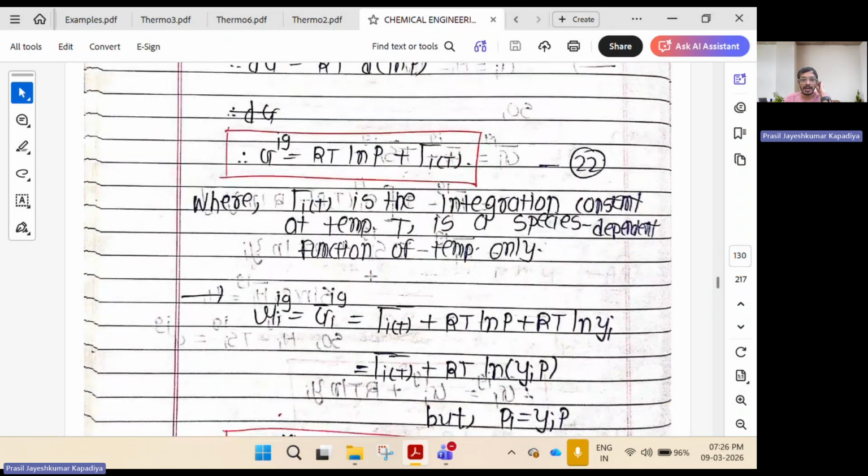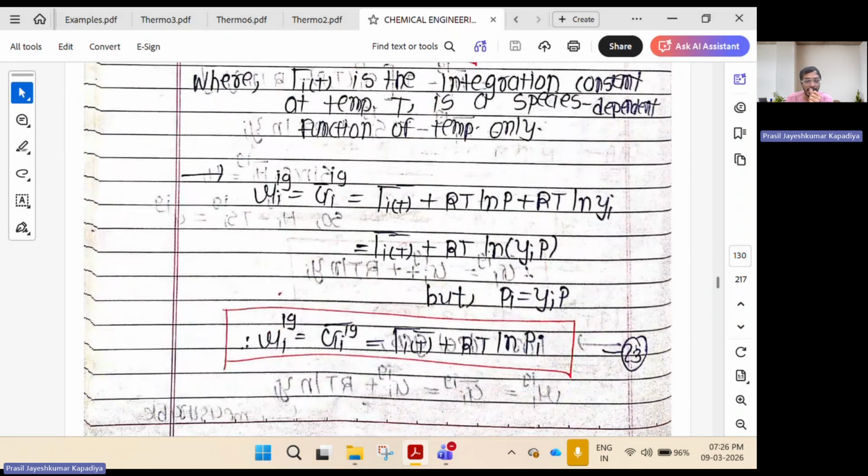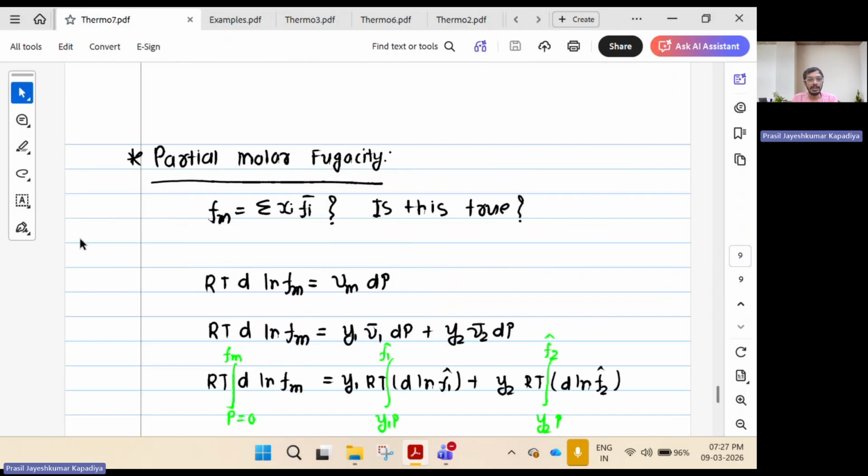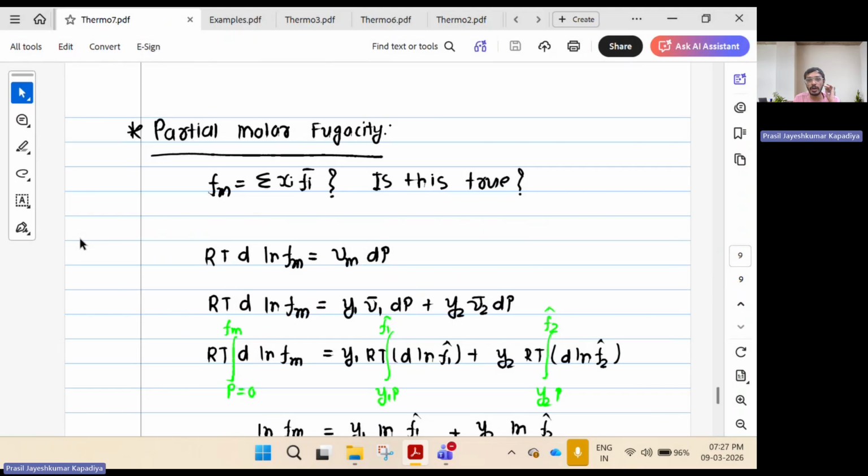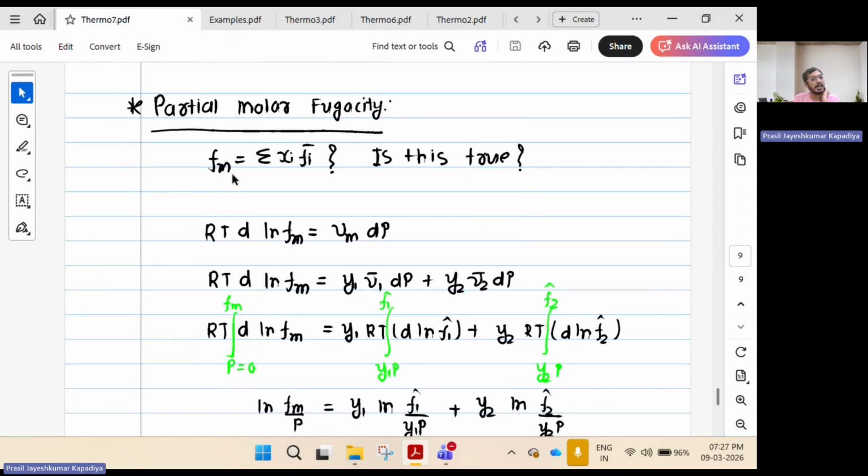When we add these two relations, we find the partial molar Gibbs free energy, which is nothing but the chemical potential of component i in the ideal gas mixture: RT ln Pi plus some constant that is dependent on temperature and on the species. Okay, and then we had a look at the very last thing, the partial molar fugacity. Can we write it?